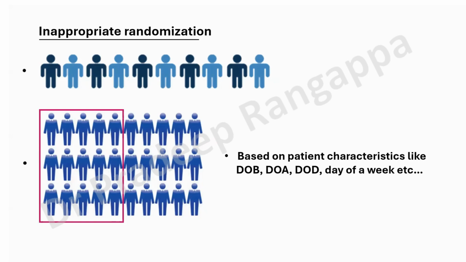So you can't do randomization based on date of birth, date of admission, date of discharge, or day of the week. These are all considered inappropriate because the distribution of the population can be erratic and it can introduce biases in the type of study. So I will talk about biases.